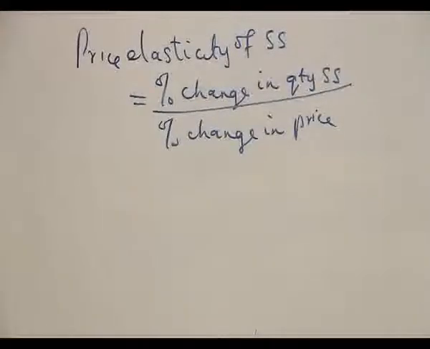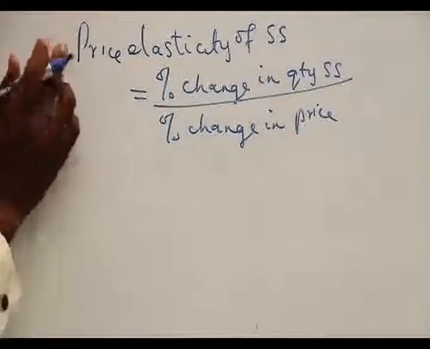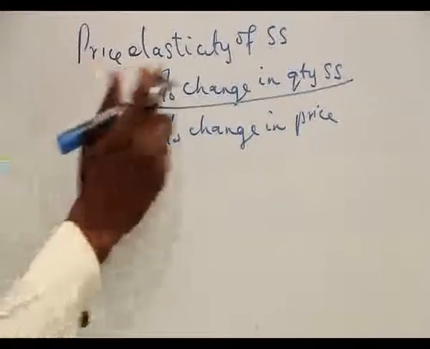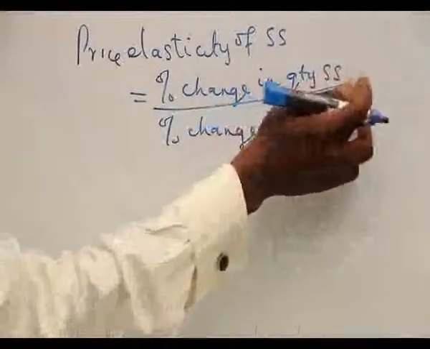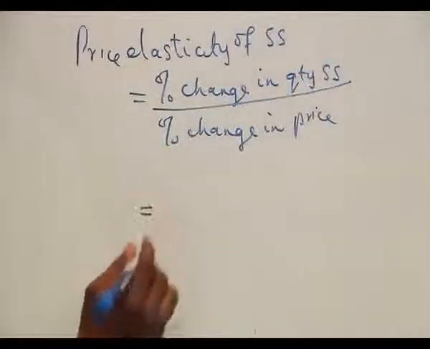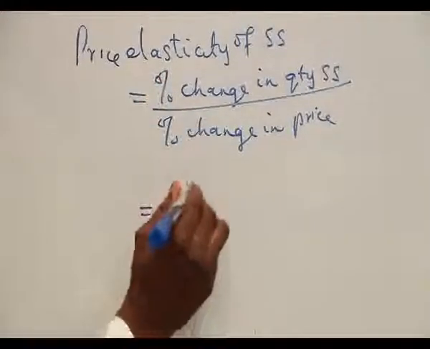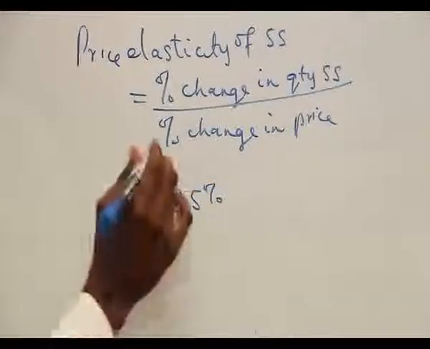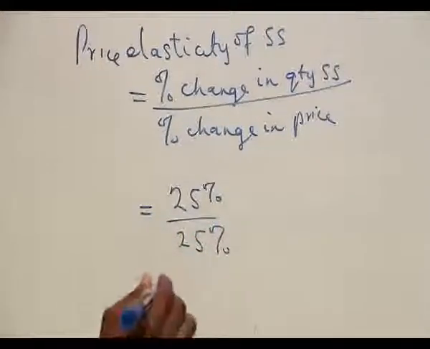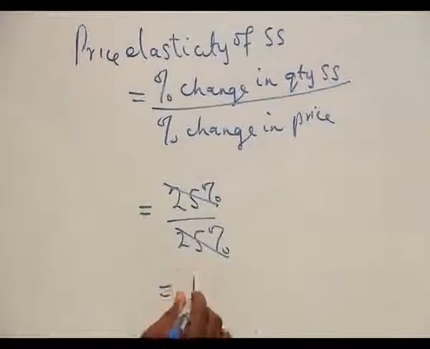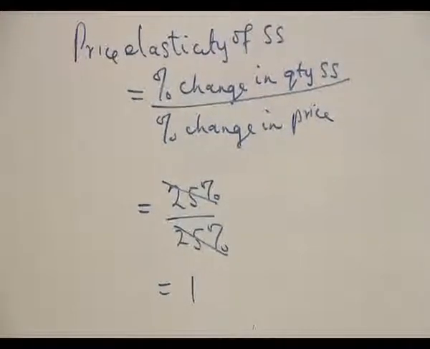Having gotten our percentage change in price and percentage change in quantity supply, we can now substitute into the formula for price elasticity of supply, which is percentage change in quantity supplied over percentage change in price. Our percentage change in quantity supply indicates 25%, while percentage change in price also indicates 25%. And at the end, we have 1 to be the answer. So, the price elasticity of supply is 1.